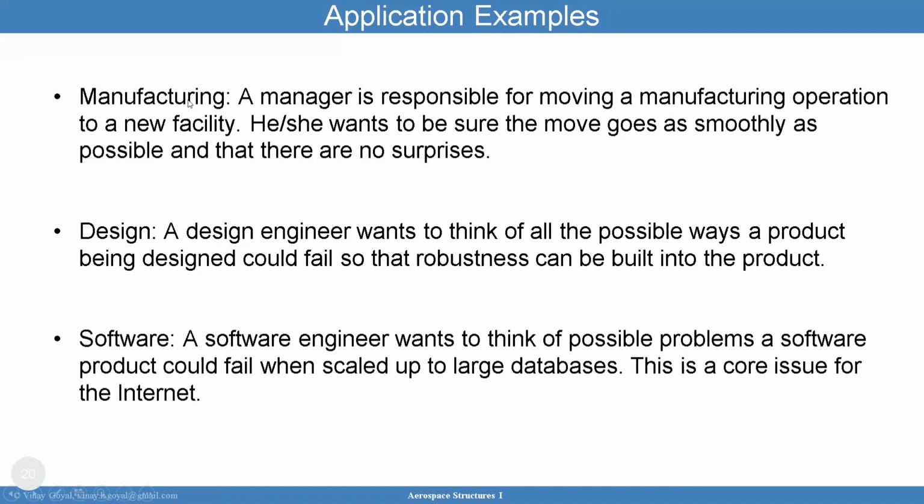So for example, manufacturing. A manager is responsible for moving a manufacturing operation to a new facility. So we want to make sure that when you make that move, everything goes well. You don't want any surprises. So you could then perform a failure modes, effects, and analysis. If you have a design, again, a failure modes, effects, and analysis, you want to know every way a product can fail, because you want to make sure that product is robust to those failure modes. Software is another example of where failure modes, effects, and analysis can be applied.